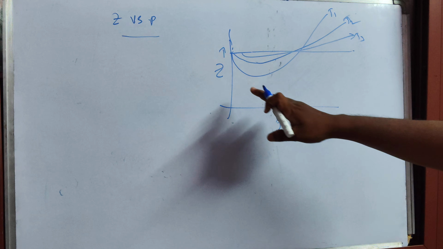If temperature increases, the real gas will approach ideal gas behavior. Here T1 is less than T2, less than T3. As temperature increases, the deviation from ideal gas decreases and the real gas approaches ideal gas behavior. At higher temperature, it will give positive deviation. This deviation decreases by increasing the temperature. This is about the ideal and real gases behavior.